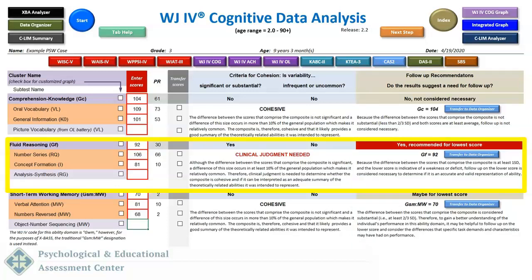For the remaining slides, we will be focusing on this fluid reasoning composite for the purpose of illustrating more of how this program is utilized. Here we have subtest scores where follow-up was recommended for the lowest score. In this example, we will assume the examiner decided to administer more subtests. The next slide will illustrate the next steps.